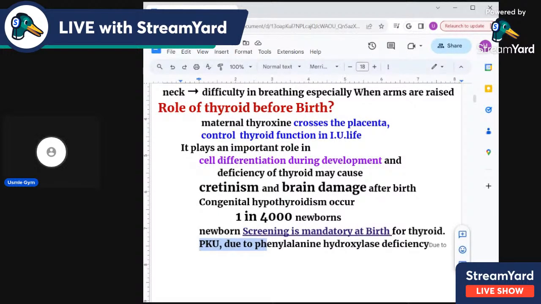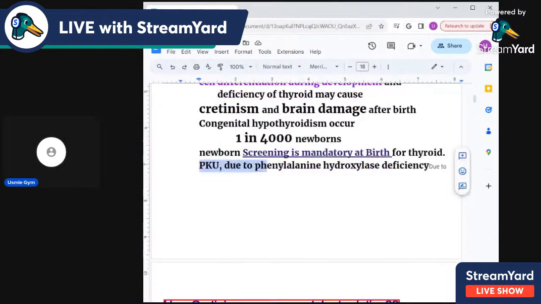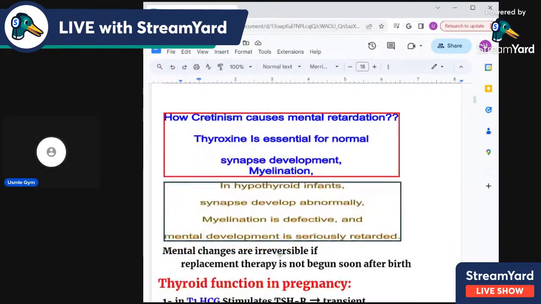PKU, phenylketonuria, is due to the deficiency of phenylalanine hydroxylase. An excess of phenylalanine in the body causes severe mental retardation. So, how does cretinism cause mental retardation in newborn babies?